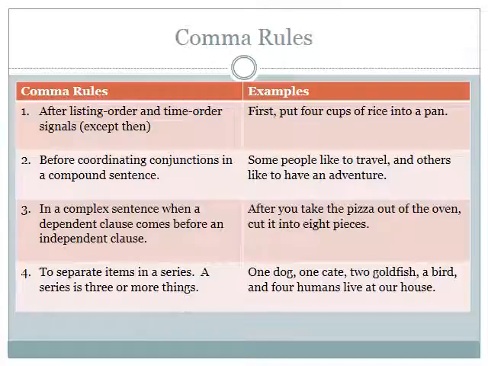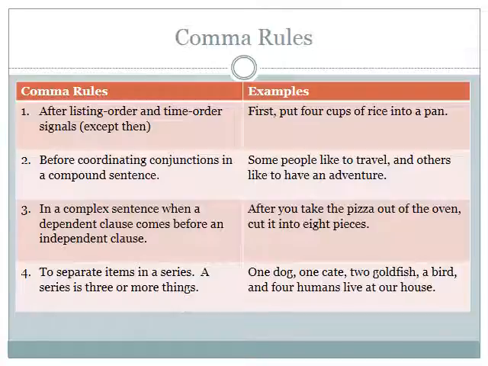So anyway, we got 4 rules here. The first one here is after listing order and time order signals, except then. So what this means is these are transitions, the transitions that go at the beginning of a sentence. We want to put a comma after them. Okay? This is one of those rules that you see a lot of people not following. And what I'd recommend is just put the comma there, because there's some times where it's okay not to, but I think most of the time it's better to put the comma there. So our example is with first, and you see you have the comma after first. So first, put 4 cups of rice into a pan.